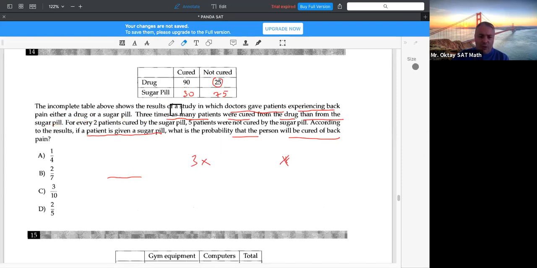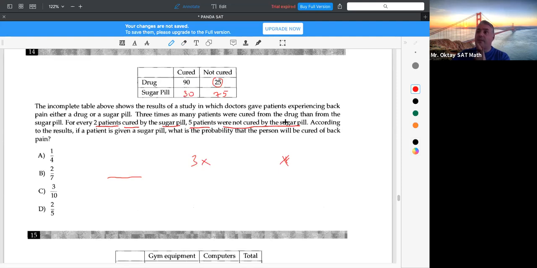So where it says back pain one more time: the incomplete table above shows the result of a study in which doctors gave patients experiencing back pain either a drug or a sugar pill. So it could be both. Three times as many patients were cured from the drug than from the sugar pill. So I cannot understand anything. I mean, both cases are possible, drug and sugar pill. Maybe here, for every 2 patients cured by the sugar pill, 5 patients were not cured by the sugar pill.